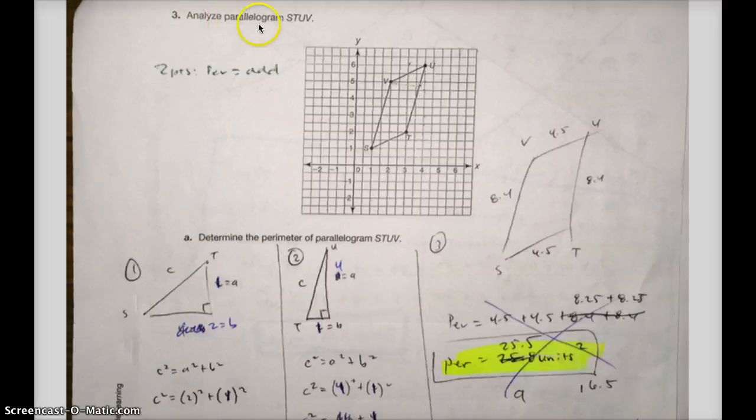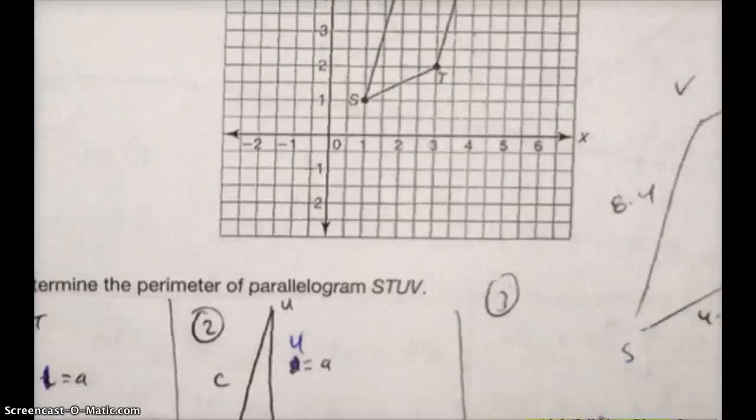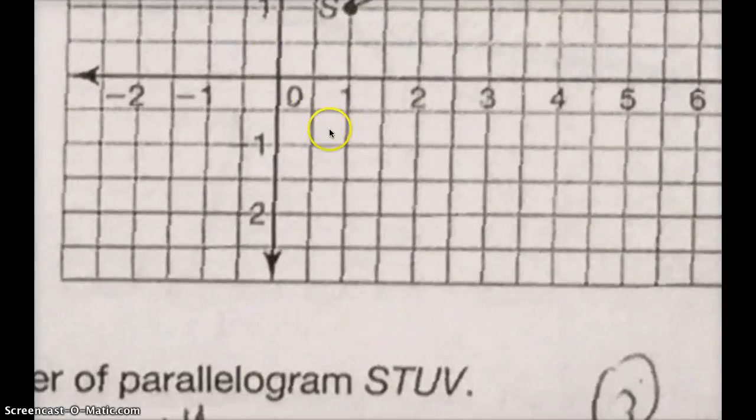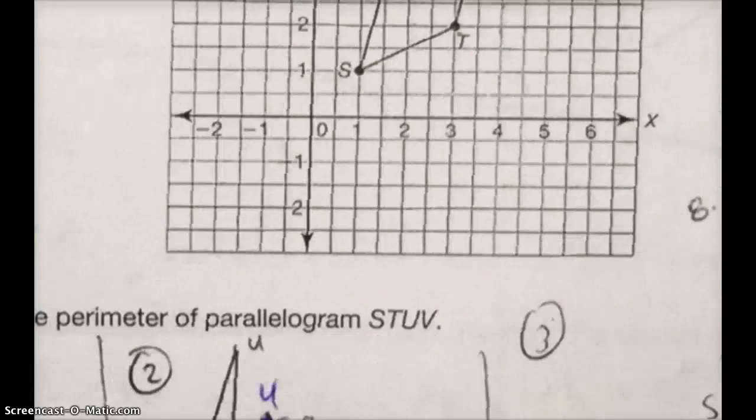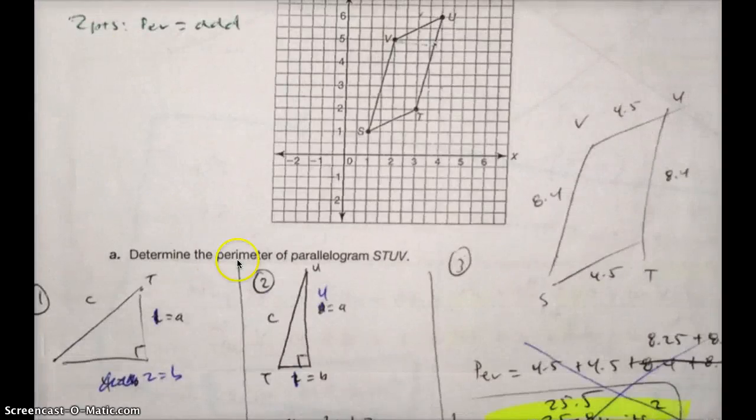Question number 3, analyze parallelogram STUV. The first thing you should be doing is figuring out the increments. If you zoom in there, you're going to recognize that the first number you see is 1 here after 2 boxes. So each of these are 0.5, or think of one box as like 50 cents. Now the first one says determine the perimeter of parallelogram STUV, which means I need to figure out the distance of each of those. Because each of the distances are not vertical nor horizontal, I can't count it, I have to do the Pythagorean Theorem.